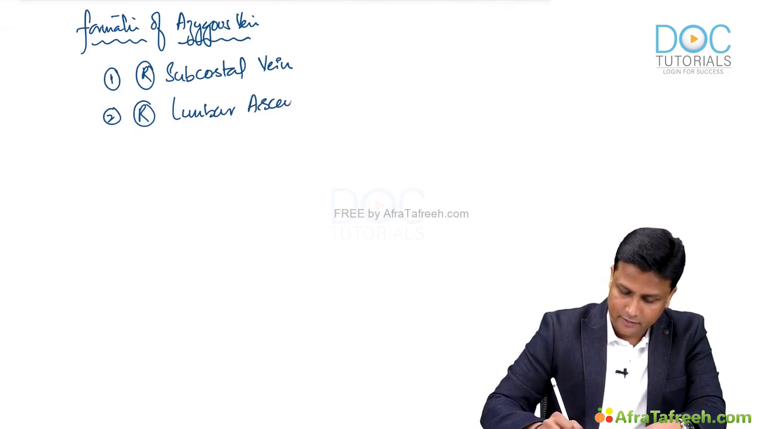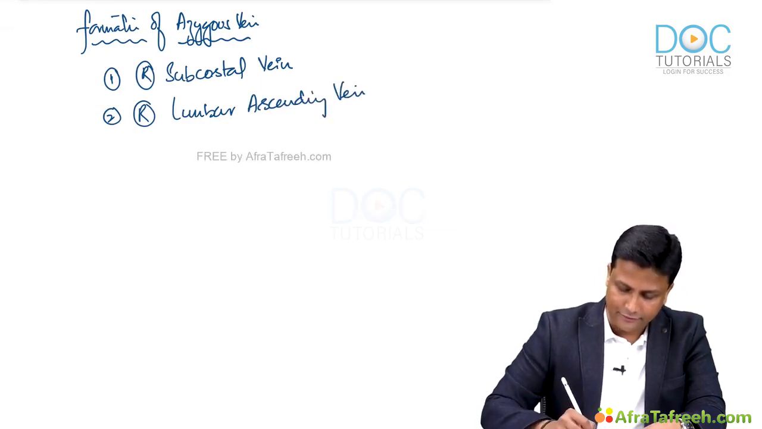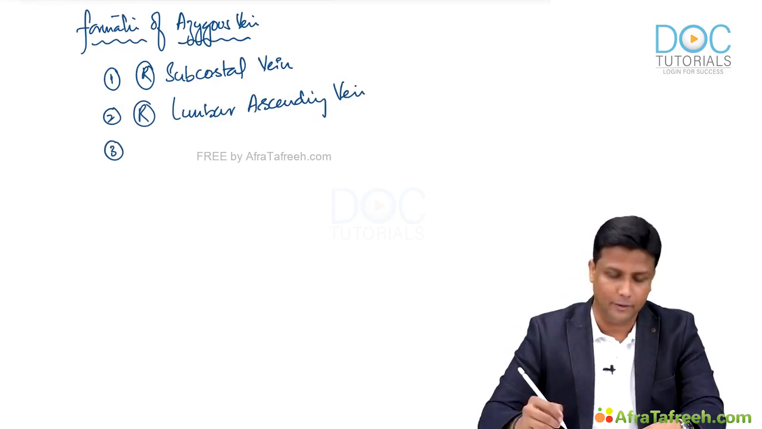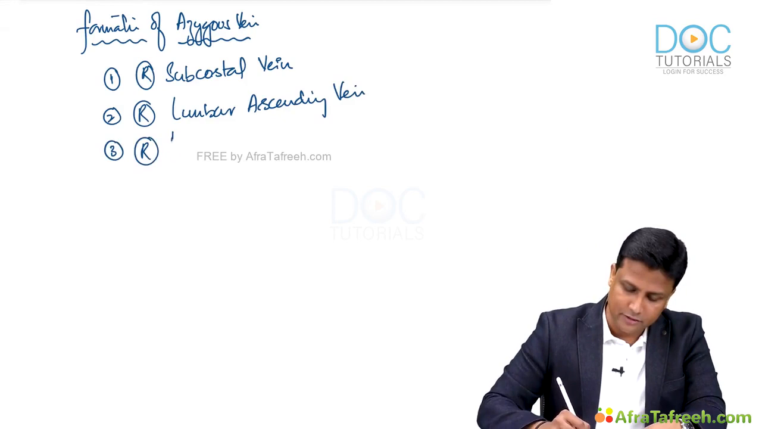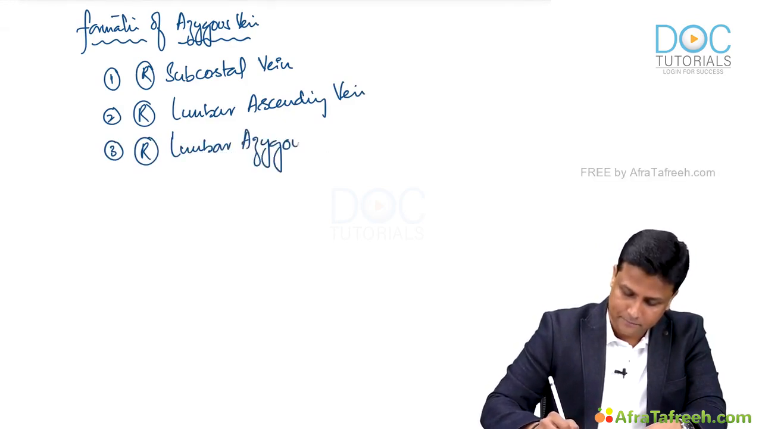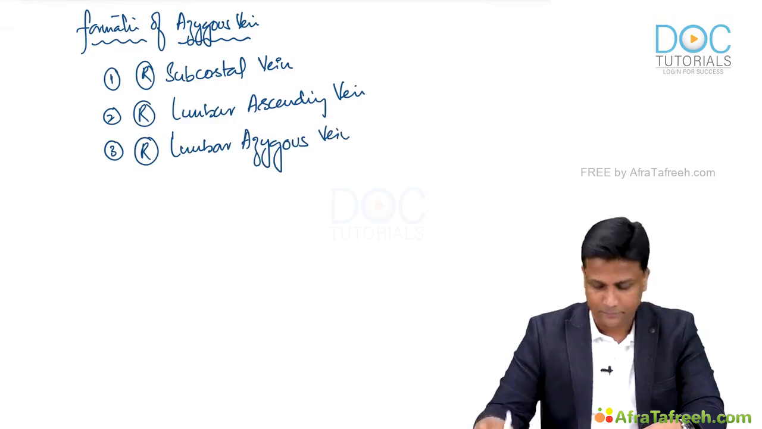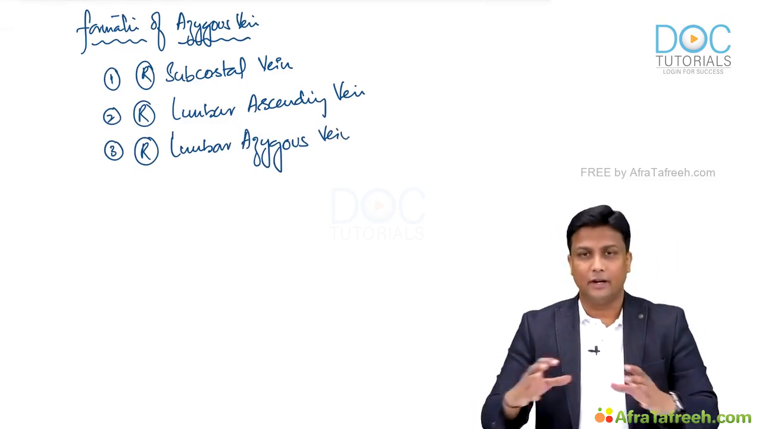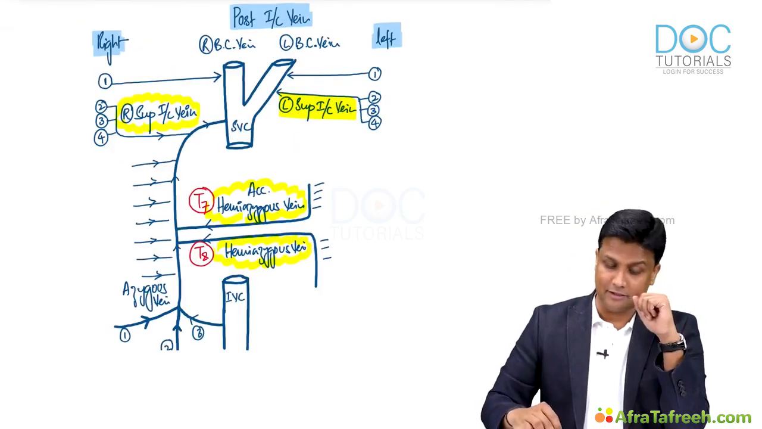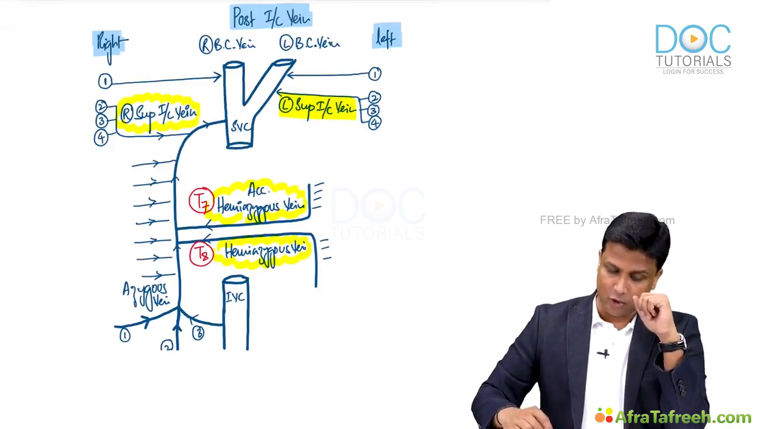Lumbar ascending vein. And then the last and final one, number 3, which is the one which is connecting that azygous vein with the inferior vena cava. So that one will be the right lumbar azygous vein. Lumbar azygous vein. So these three veins are the ones which are combining together and they are going to form your azygous vein. And guys, this completes here the entire topic of intercostal vein.